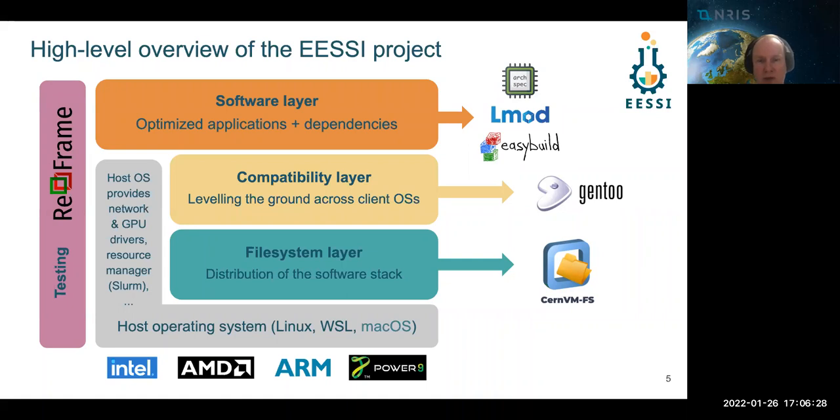systems. So at the software layer, we don't need to deal with different operating systems. Here we use Gentoo Prefix. And then at the top layer, of course, we have the software layer with optimized applications, libraries, dependencies, toolchains, and so on. And there we use very well-known tools, Lmod and EasyBuild, and we use a small library which helps us detecting what kind of CPU we have on the system.